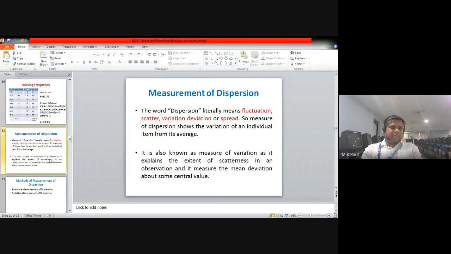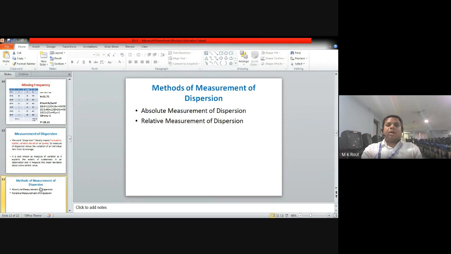from a mean deviation, or to calculate from the central value, whether it is an individual series, a discrete series, or a continuous series. Then moving to the next one, the methods of measurement of dispersion. We have two types of method basically used. One is absolute measurement of dispersion. One is relative measurement of dispersion. We'll discuss one by one and do some numericals along with examples, especially for absolute as well as relative measurement of dispersion.